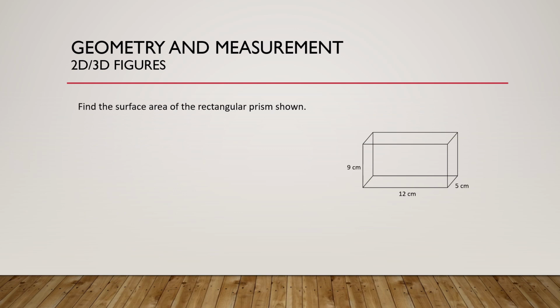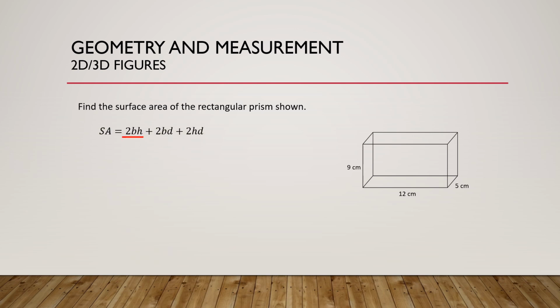Find the surface area of the rectangular prism shown. This rectangular prism has 6 sides. The surface area, by definition, would then be the sum of the areas of those 6 sides. The equation for the surface area of a prism is derived from this concept.